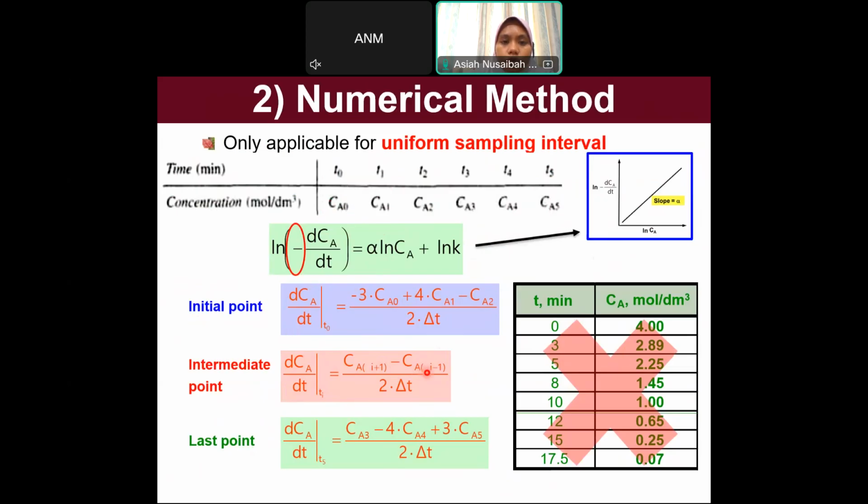1 minus 1 is 0, so CA naught over 2 changes of T, which means if we want to find dCA over dt at this point, we're going to use CA2 and CA naught. If we want to find dCA over dt at CA2, we're going to use CA3 and CA1. If we want to calculate dCA over dt at point 3, we're going to use CA4 and CA2. If we want to calculate dCA over dt at point 4, then we're going to use CA5 and CA3.